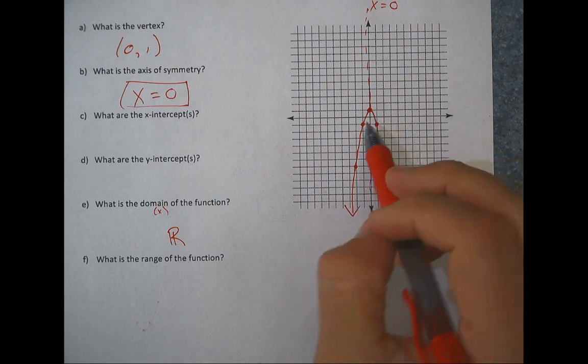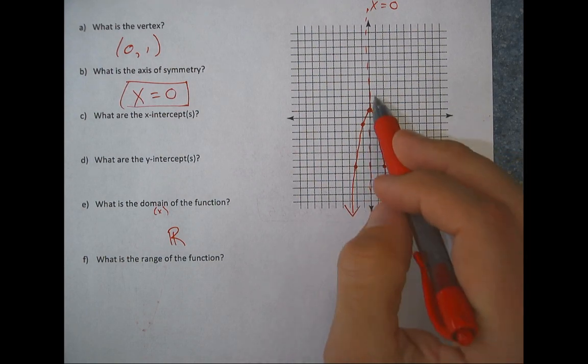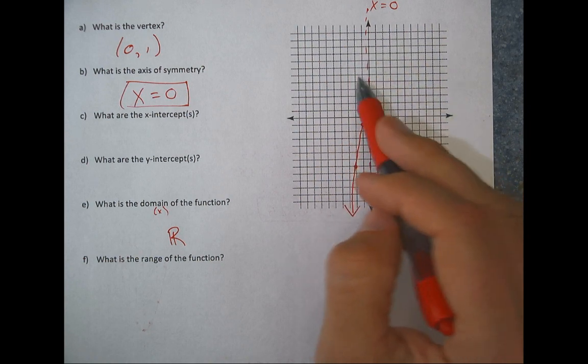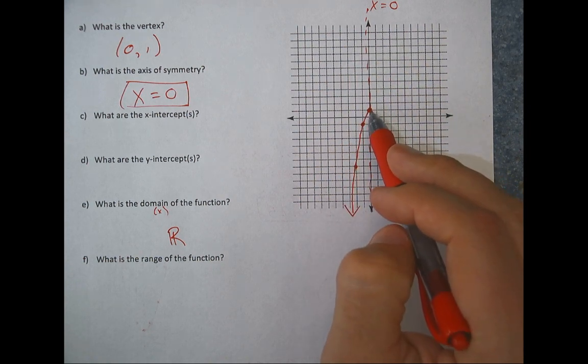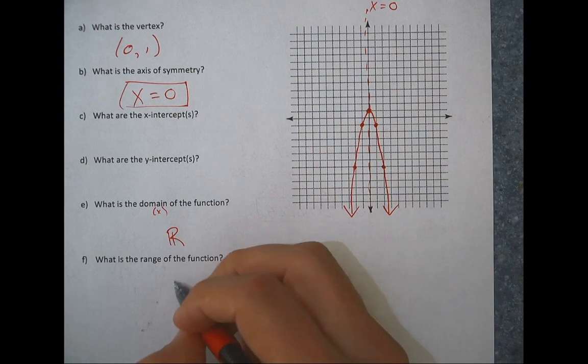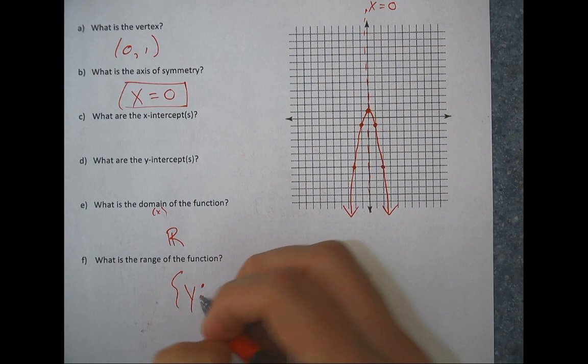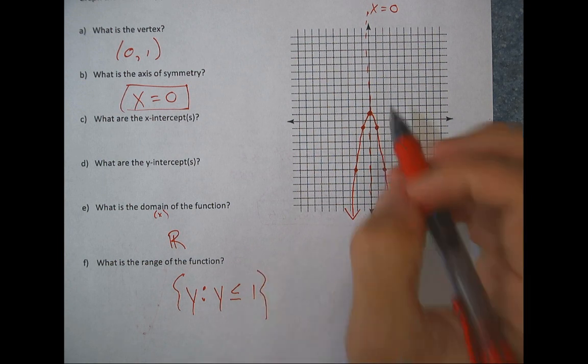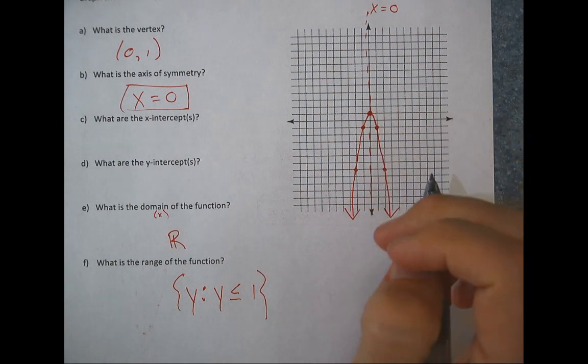But the range, while it goes forever down, it does not go forever up. This function will never hit any of these numbers up here. So it starts at positive 1 and it goes down. So we're talking about y. Y is less than or equal to 1, less than or equal to.